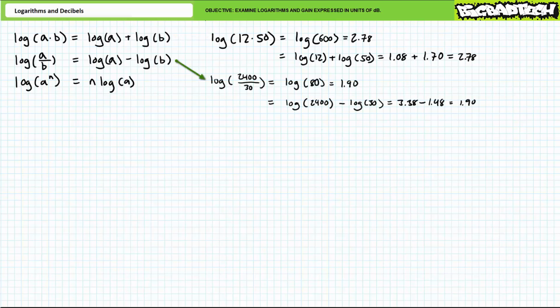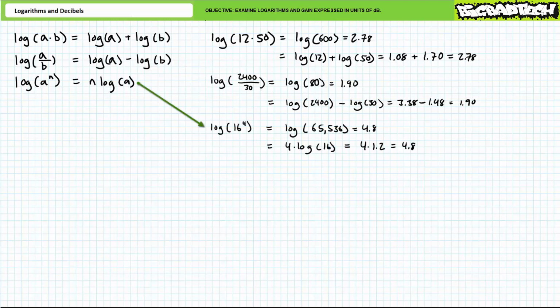Similarly, consider the expression log of 2,400 over 30. We could divide the numbers inside the parentheses to yield log of 80, which yields roughly 1.9. Or we could take the log of 30 and subtract it from the log of 2,400. Log of 2,400 is roughly 3.38. Log of 30 is roughly 1.48. 3.38 minus 1.48 is 1.9, as we anticipated.